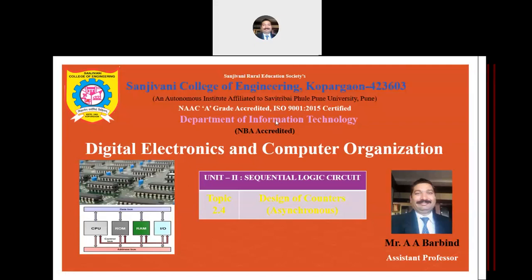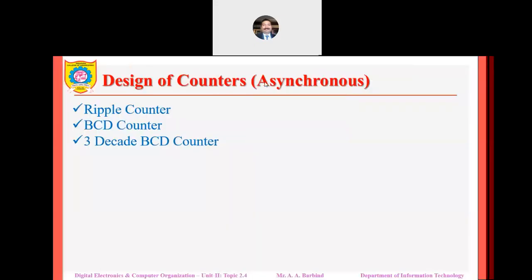In this topic 2.4, you will learn design of counters, that is asynchronous counter, from unit 2, sequential logic circuit. In the beginning, we shall see ripple counter, then we shall come to the BCD counter, and at the end we shall see the construction of three-decade BCD counter.